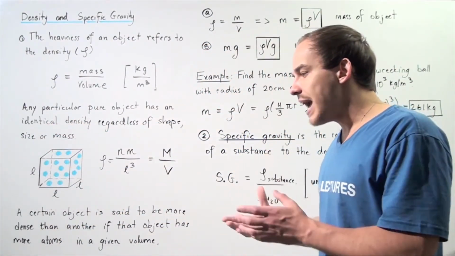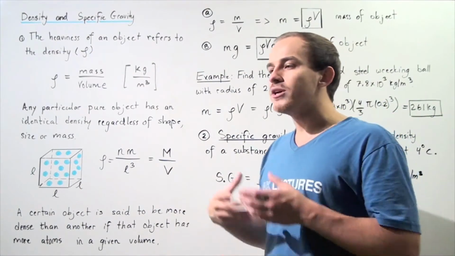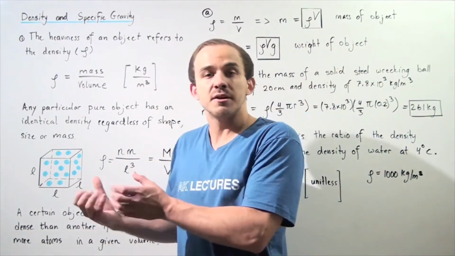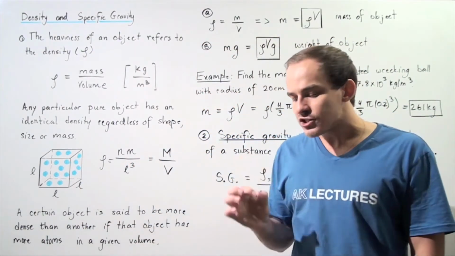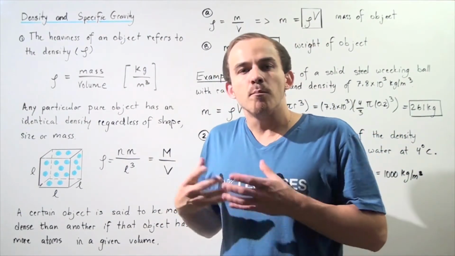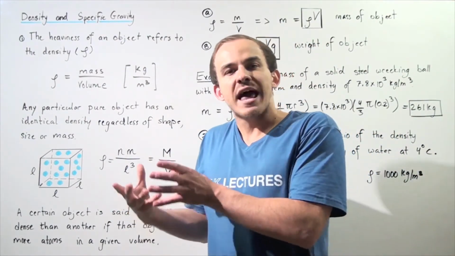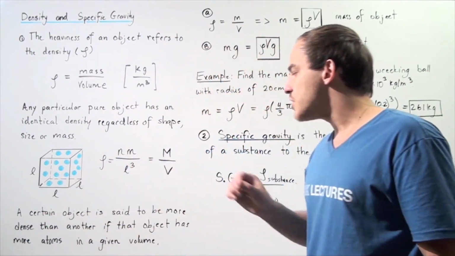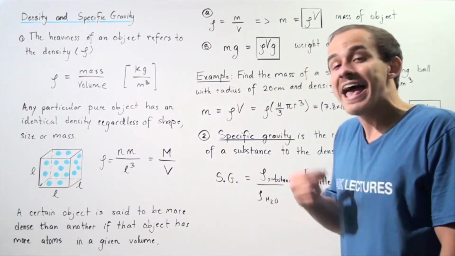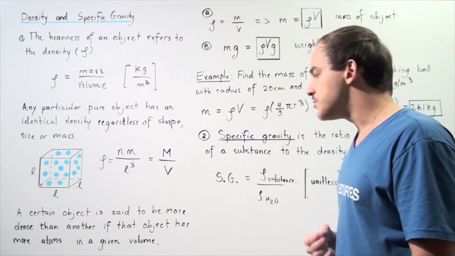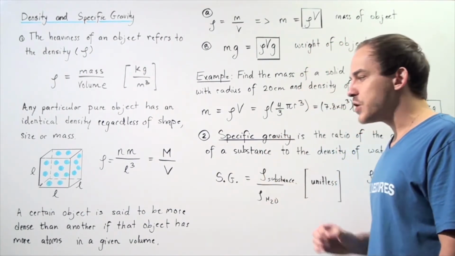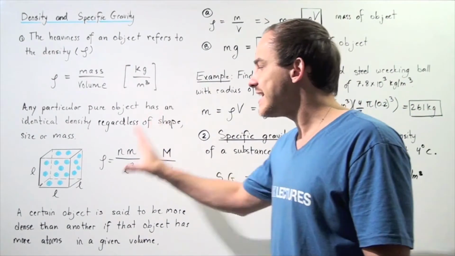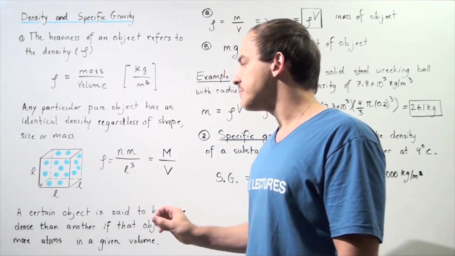So whenever we say a certain object is more dense than another object per some given volume, what we're actually saying is there are more atoms found in that object in that given volume. So a certain object is said to be more dense or heavier than another object if that first object has more atoms in that same given volume region.